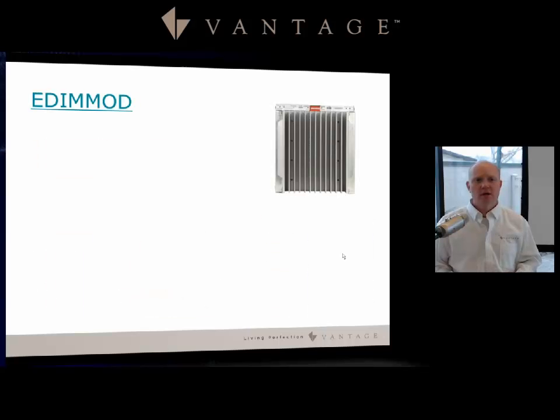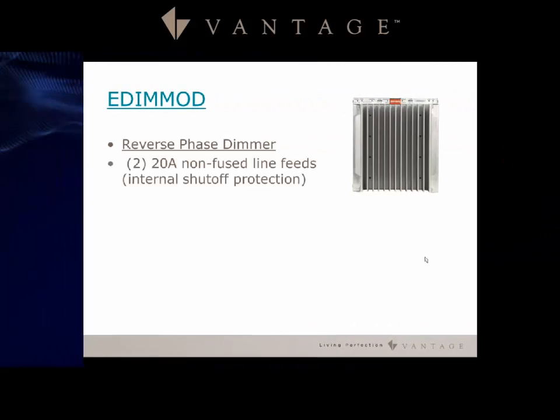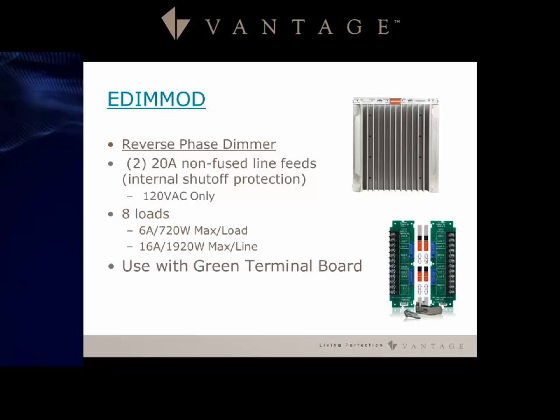So the eDim mod, this is our reverse phase dimmer module. This one has two 20 amp non-fused line feeds in. It doesn't need a fuse, it's internally short-circuit protected. If you have a problem, you click the breaker off, bring it back on, and everything's reset. This is only 120 VAC, and it has 8 loads with a 6 amp maximum per load. You have a D-rated 16 amp breaker per line feed in. And this does use the standard green terminal boards still.